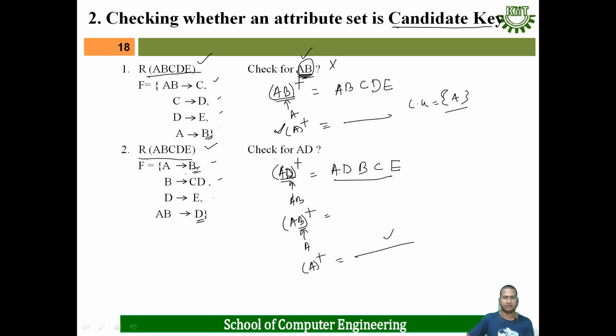That means this is your unique. This satisfies the minimality property as well as the uniqueness property. That means the candidate key here is your A. That means this cannot be a candidate key in this case. In this way, you can check whether a particular key is your candidate key or not.